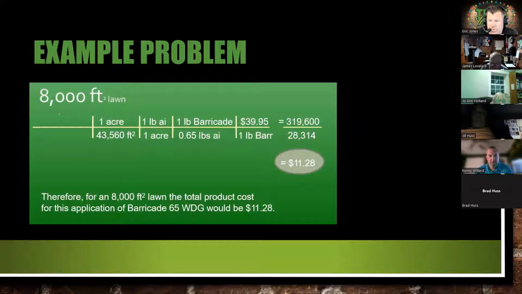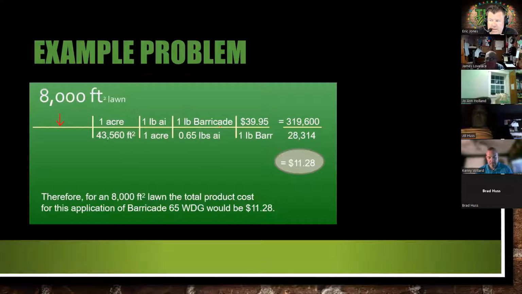So we're basically setting up here. We have the 8,000. It really goes right here. I just wrote it a little bigger. So 8,000 is right here. There is 1 acre with 43,560 square feet. We have 1 pound active ingredient per acre.